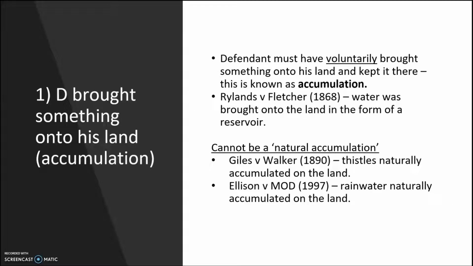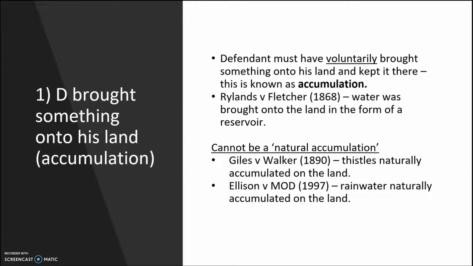Now, looking at the first part of the test, D brought something onto his land, accumulated here. The key thing here is that the defendant must have voluntarily brought something onto his land and kept it there, and that's, as I said, known as accumulation. So in Rylands v Fletcher, the water was brought onto his land in the form of a reservoir. Now here, it's got to be artificially brought on. It cannot be a natural accumulation. As we said, the water wasn't naturally accumulating in a normal lake through rainwater. The reservoir was built artificially, and then it was filled up with the water. So it was brought onto the land and accumulated there.